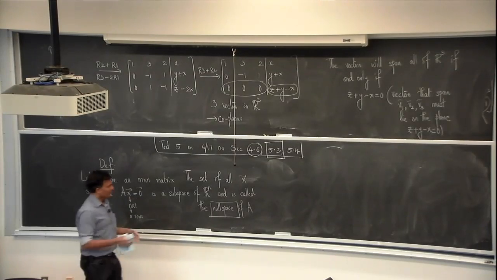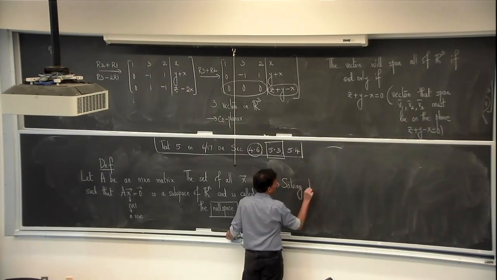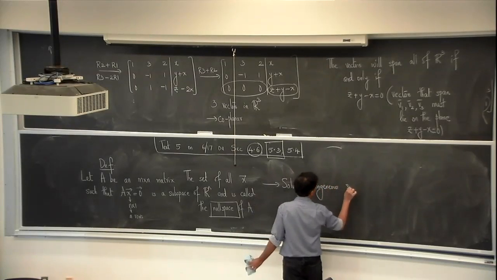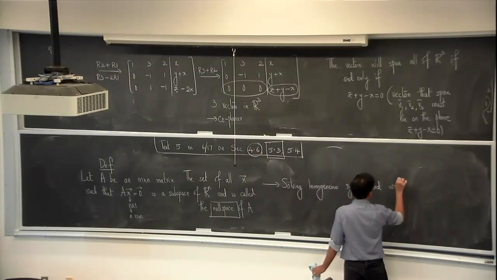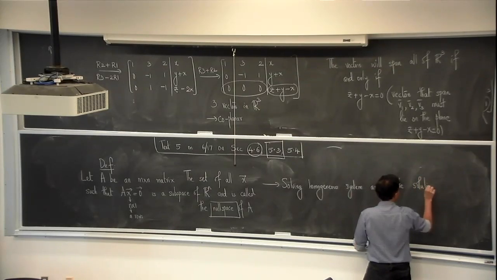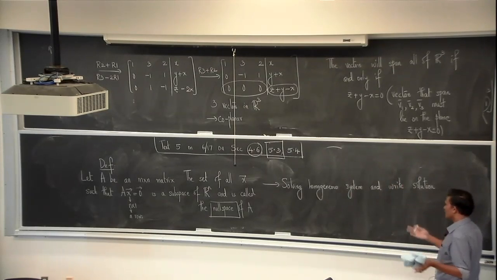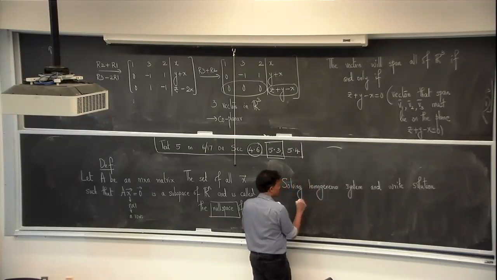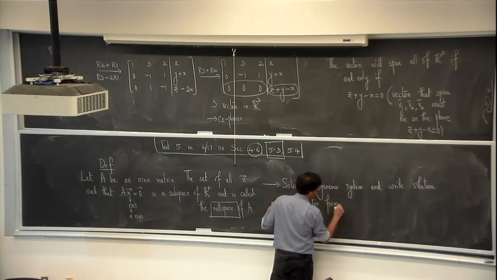What are we doing here? We are just solving the homogeneous system and writing the solution in vector form. This is exactly what we did in section 4.1.3, except that we did not use this fancy word nullspace, but it's the same process. So solve the homogeneous system, and write the solution in vector form using the free variables.